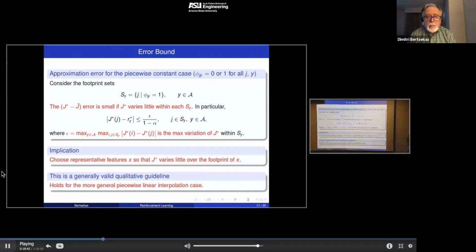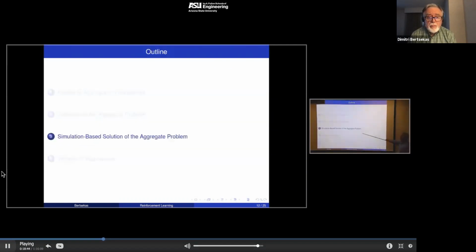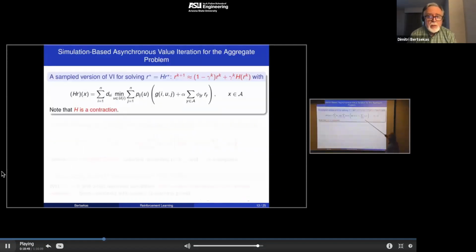Okay. So now let's go into the solution of the aggregate problem. Okay, so here's the aggregate problem. This is the composite Bellman equation. R star on the left side should be equal to h of R star, which is the right-hand side of Bellman's equation here. And I want to solve this equation. And it is natural to use some form of value iteration. Now, value iteration would actually replace R k plus 1 with h of R k, right? That would be value iteration.